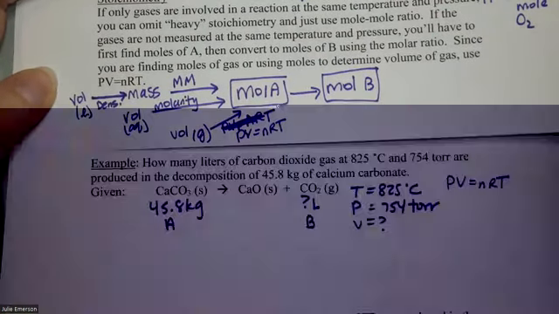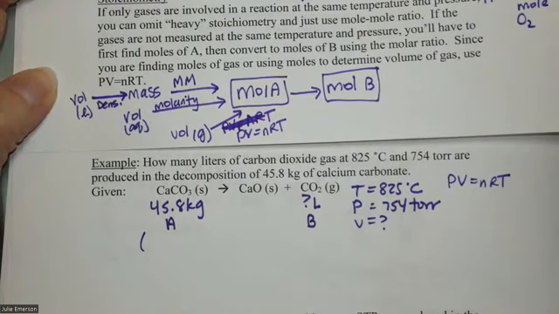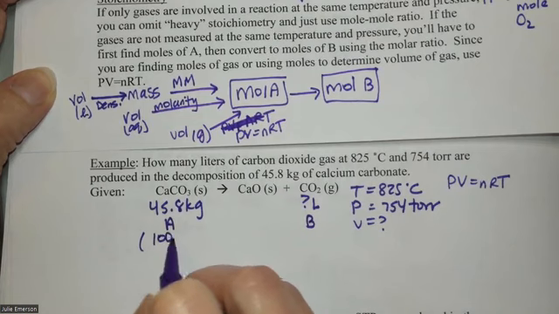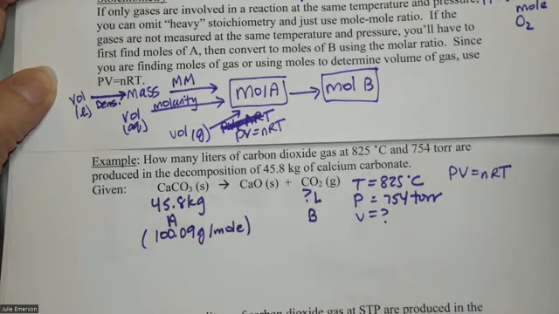Like always, we need molar mass to get us to moles. So for calcium carbonate, if I add 40.08 for calcium, 12.01 for carbon, and then 48 for those 3 oxygens, I get 100.09 grams per mole for the molar mass of the calcium carbonate.